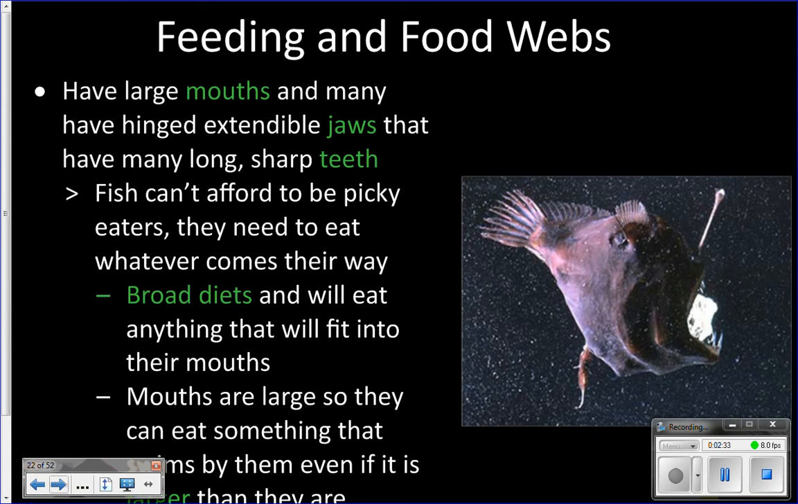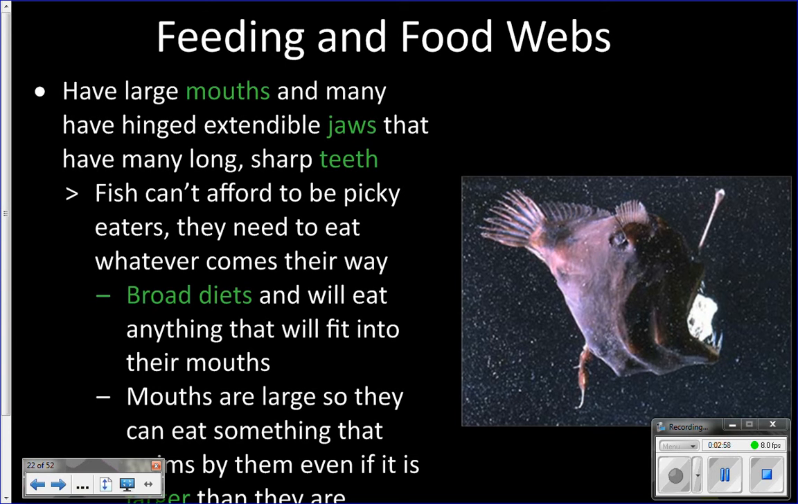Some general adaptations that some of these guys will have down here. Many of them are sit and wait predators. So they're going to be just kind of chilling, hanging out in the water column, waiting for things to come by so that they can eat them. And so they don't know when any of their meals are going to come by. And so they need to be able to eat whatever swims by them.